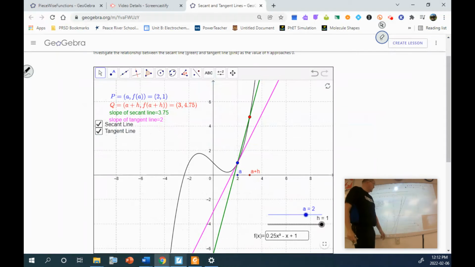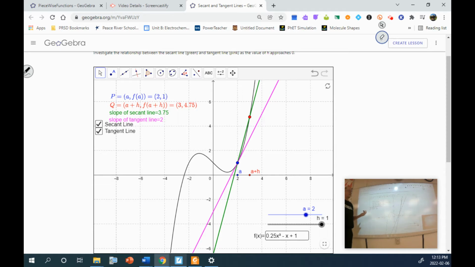We can take a look here. Difference of our x coordinates is 1. Difference of our y coordinates looks like it is about 4. So we have a slope right now of our green line of 4. Now, what's more important for us is what is the slope of that purple line? Well, we can see that it gives us to us here. Slope of our tangent line is 2.